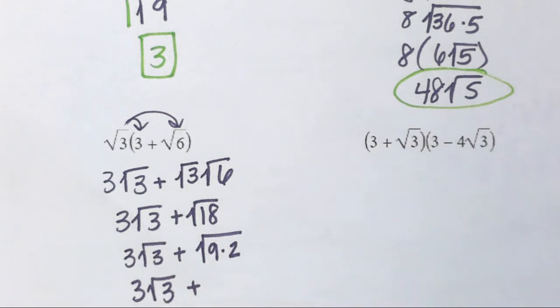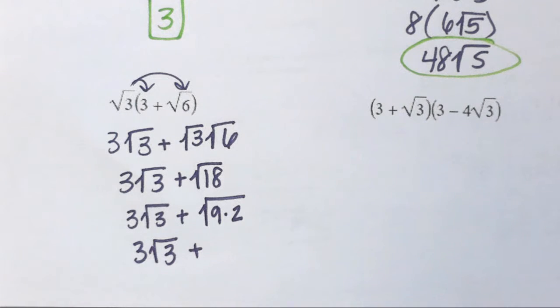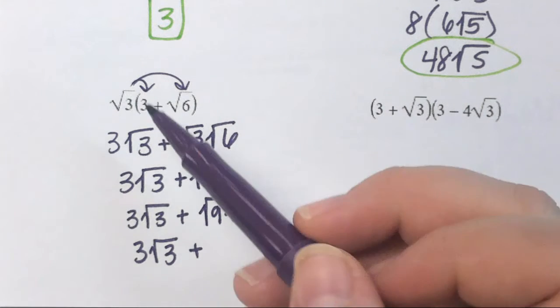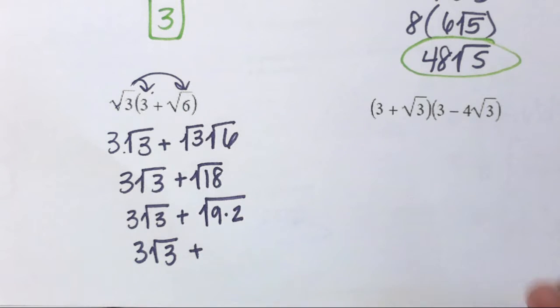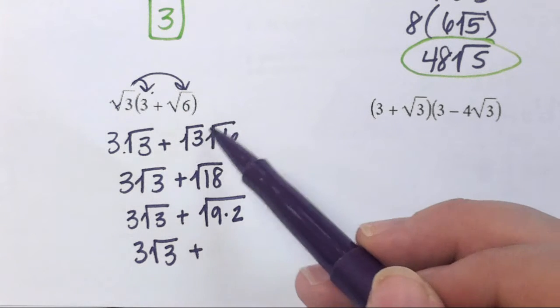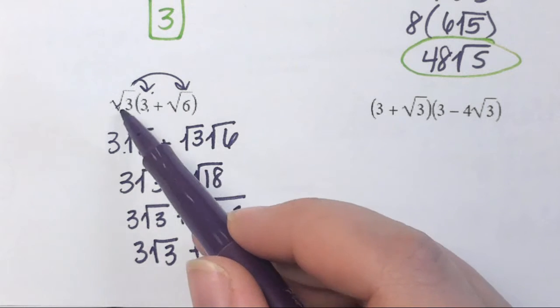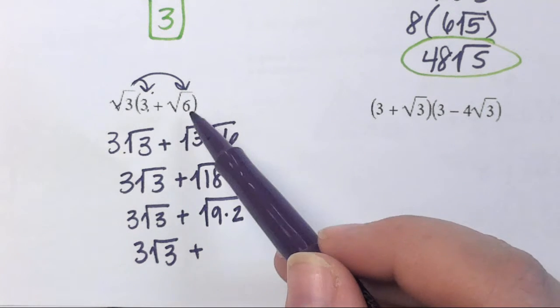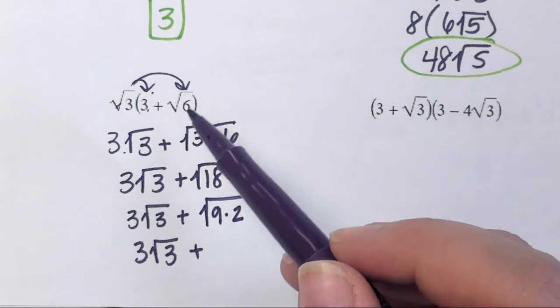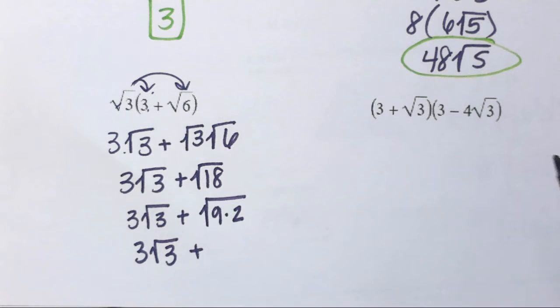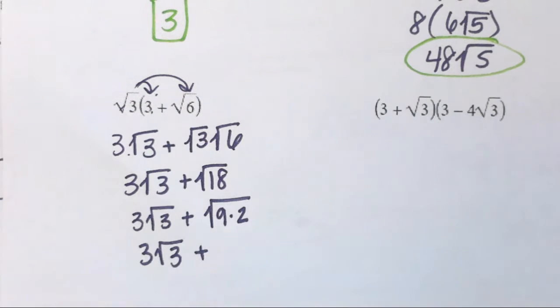Okay. So, you said we distribute, right? Yes, I did 3 times square root of 3 and got 3 square roots of 3. I did square root of 3 times square root of 6 and I got square root of 18. Square root of 3 times square root of 6, they're both underneath the house, so I did 3 times 6 and got 18. I thought that you would keep that under the house.